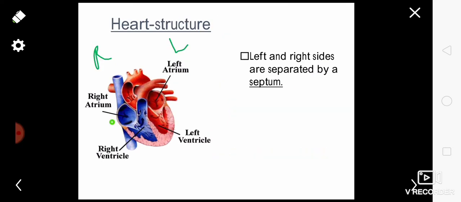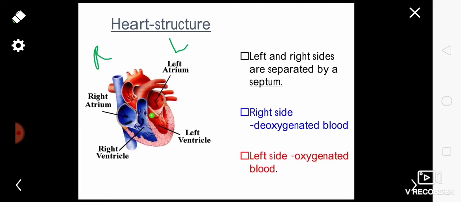You can see in this diagram, this is the right side part of the heart, and this is the left side part. The left side is indicated by red color and the right side is indicated by blue color. The left and right sides are separated by a septum. This is the septum separating the right side and left side. The right side always carries deoxygenated blood, that means carbon dioxide rich blood, indicated by blue color. And the left side always contains oxygenated blood.